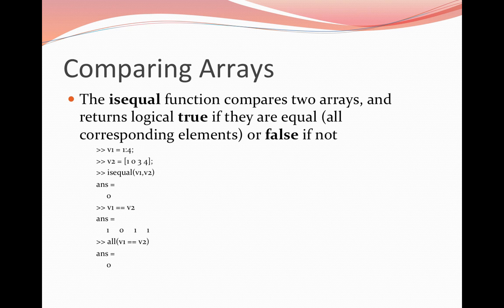The isequal function can compare two arrays, either vectors or matrices, as long as they have the same dimensions, and returns logical true if they are equal, in other words, if all of the corresponding elements are equal to each other, or false if not. So here are two vectors, v1 is 1, 2, 3, 4, v2 is 1, 0, 3, 4. Is equal? No, they're not equal because the second elements are not the same. If we said v1 equals v2, notice that doesn't just tell me true or false for whether the two vectors are equal. What that will do is go through element by element and tell me whether the individual elements are equal to each other. So all of v1 equals v2 is the same as using the isequal function.